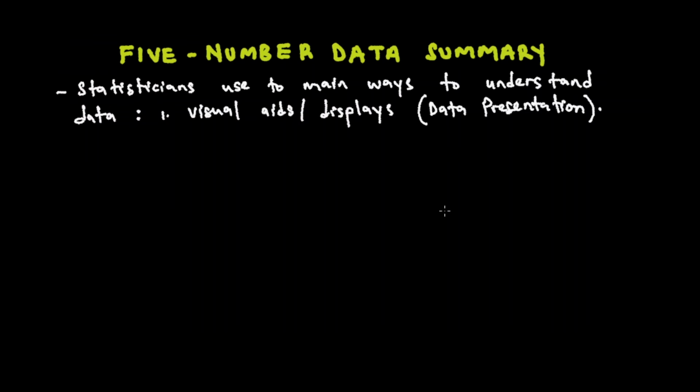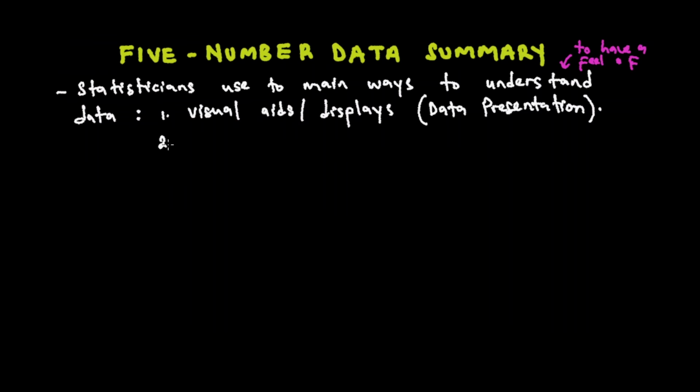So what we are saying is, visual aids and displays are used to understand the data, to have a feel of it. So what is going to be number 2? Now we move on to the second way: computing a few key numbers which summarize the data.